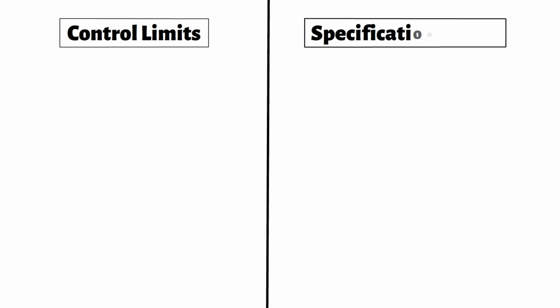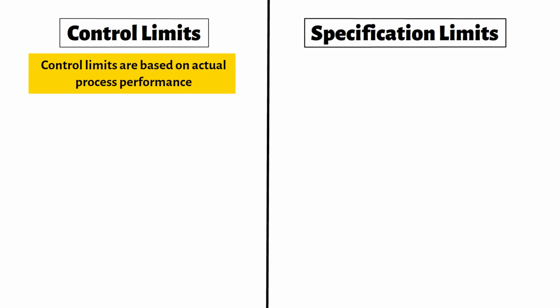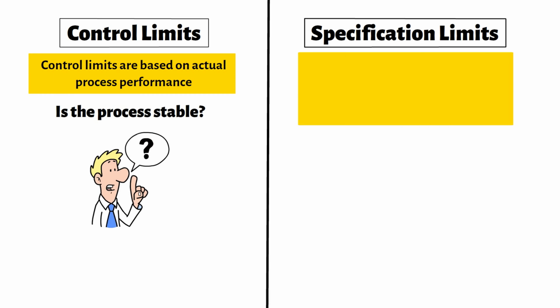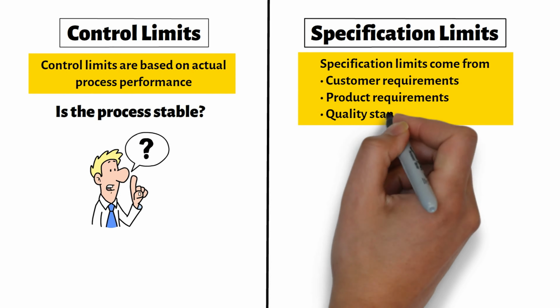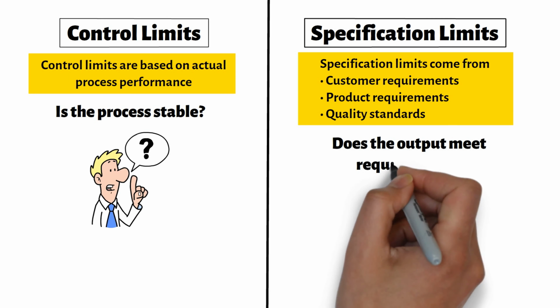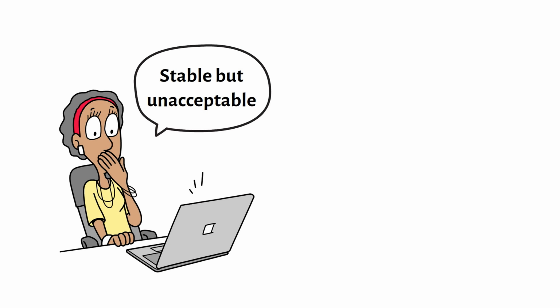Another common confusion is the control limits and specification limits. They are not the same thing. Control limits are based on actual process performance. They help answer the question, is the process stable? Specification limits come from customer requirements, product requirements, or quality standards. They answer a different question. Does the output meet requirements? A process can be stable and still produce unacceptable results.